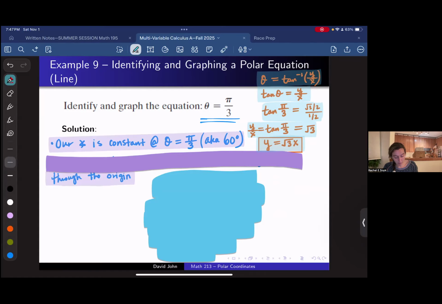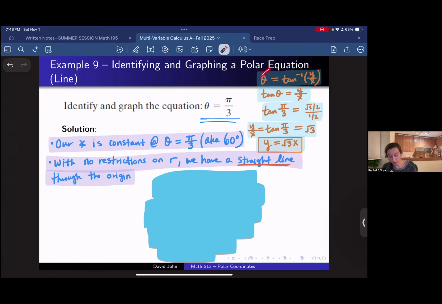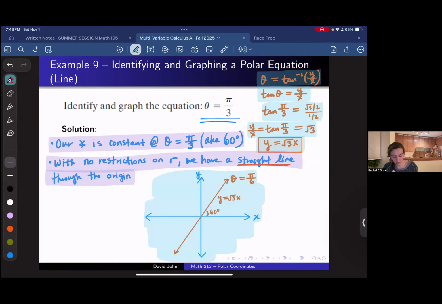And so our angle is constant at our pi over 3. And so with no restrictions on r, we have a straight line, kind of showed it numerically over here, going through the origin. Okay, so let's graph this. It's just a nice little sketch where we have y is equal to square root of 3 times x, and this angle measure here gives us that 60 degrees. And we're done.